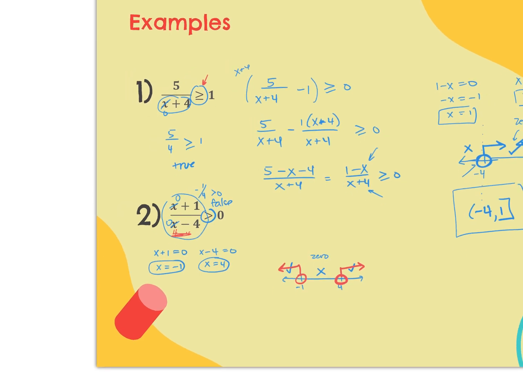So let me write this in interval notation. I'm going to go from -infinity to -1, parentheses on both, union, and then I'm going to have 4 to +infinity, and again, parentheses for both.